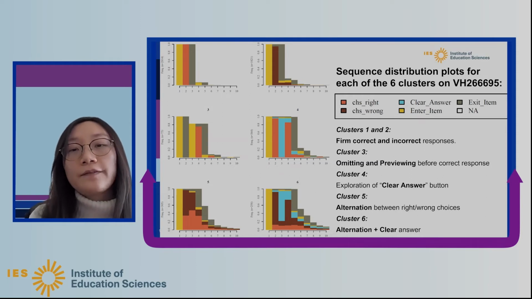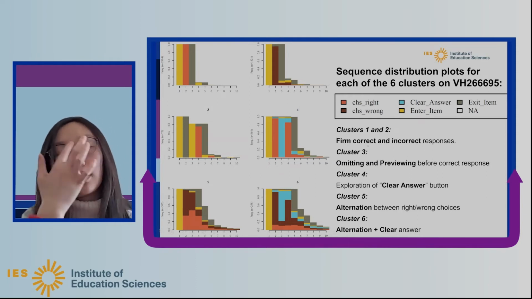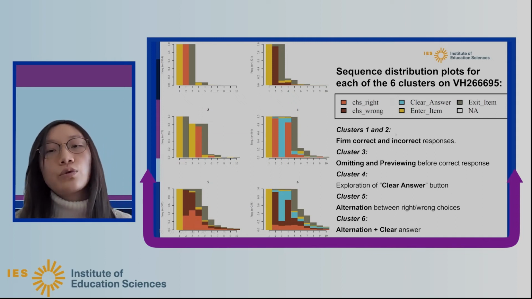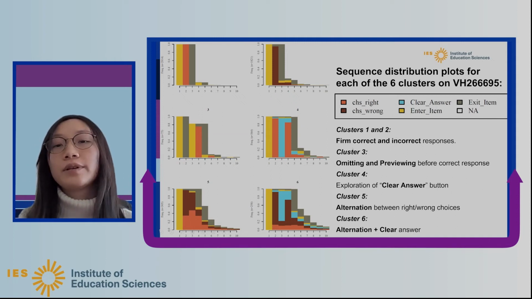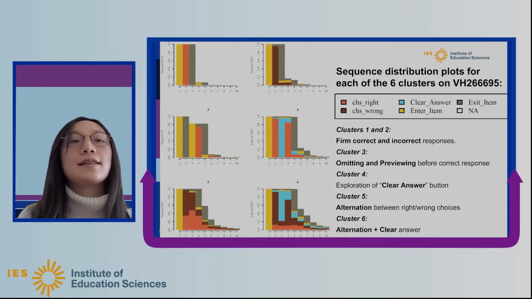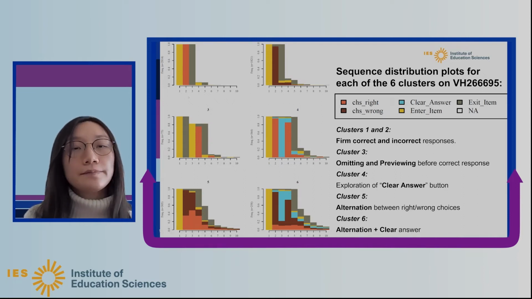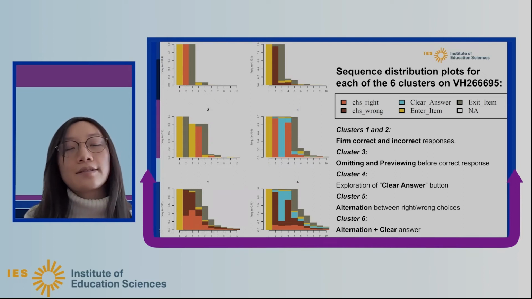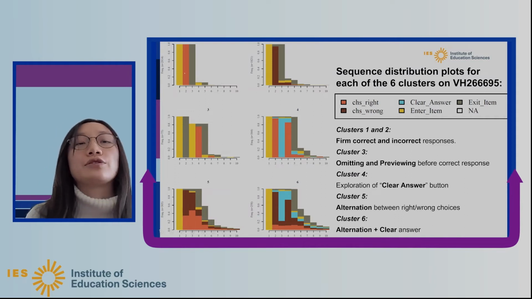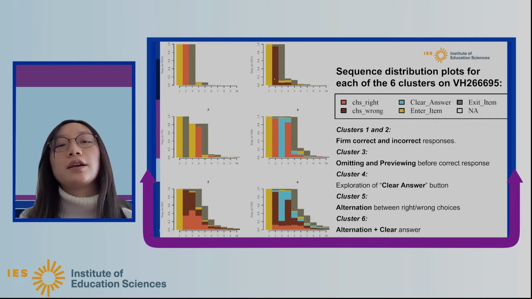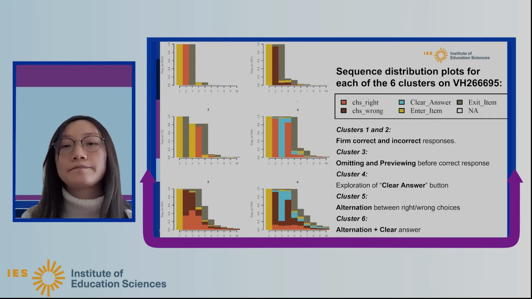So here are the things that we have found by looking at the cluster distribution plots. Cluster 1 and 2 correspond to individuals who are either firmly correct or firmly incorrect on the question. We can see that these individuals entered the question, selected the correct answer, and then they left the question without going back to change their answers. And it's the opposite for this cluster, where people selected the incorrect answer and didn't go back.